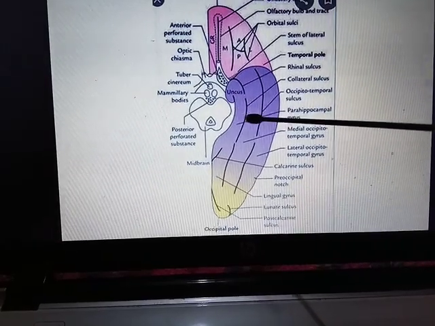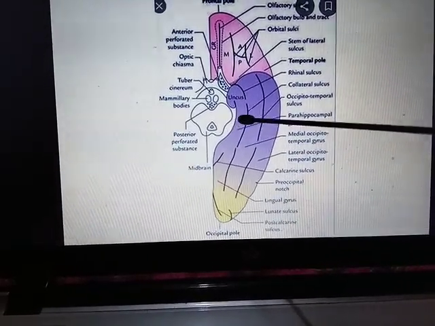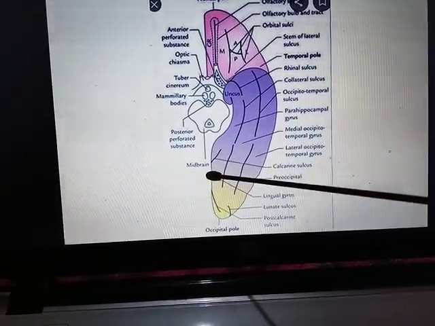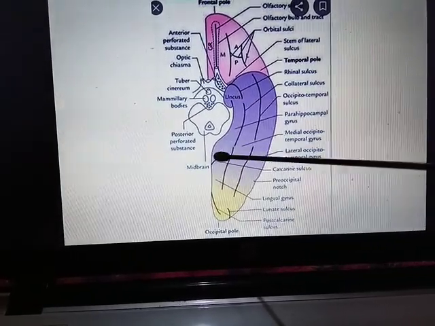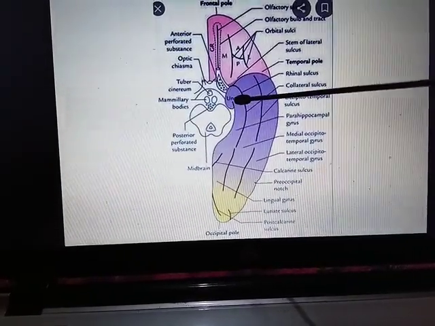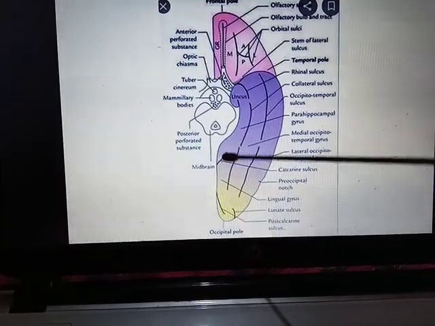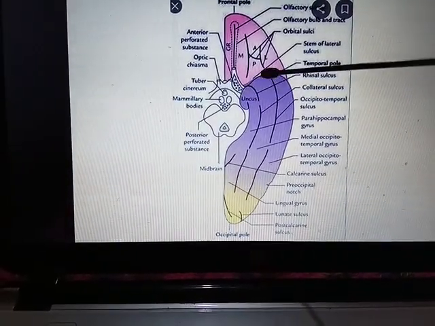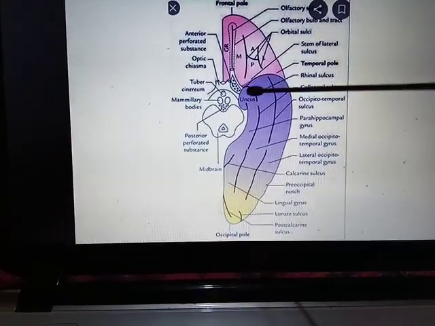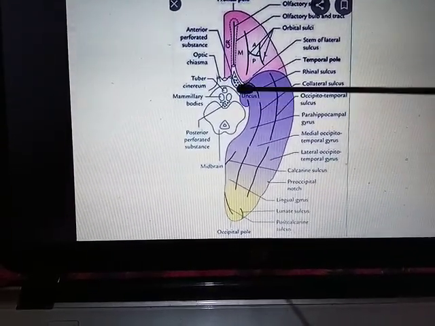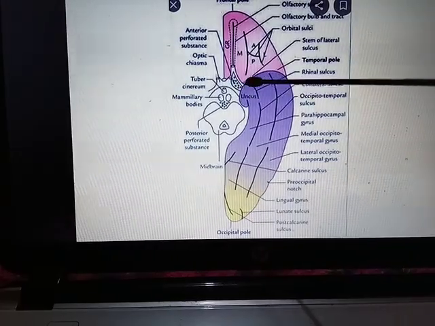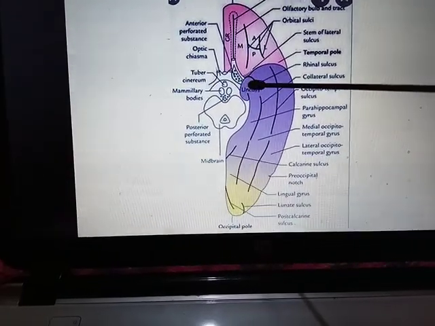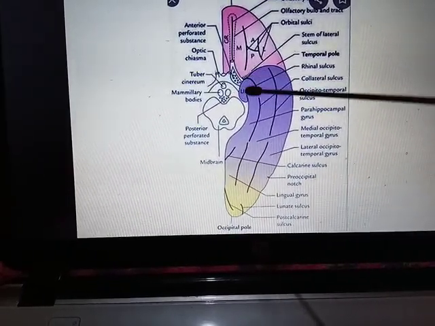Now the area medial to this collateral sulcus is called the parahippocampal gyrus. This whole is your parahippocampal gyrus. Anteriorly, this gyrus is separated from the temporal lobe by this sulcus, which is called the rhinal sulcus. This curved sulcus is known as the rhinal sulcus.